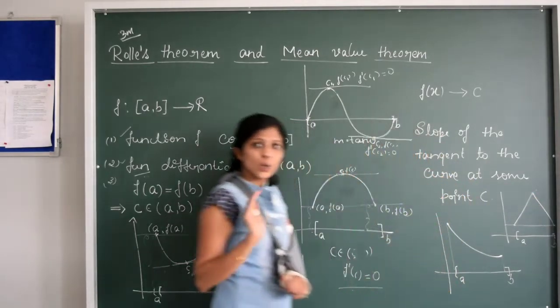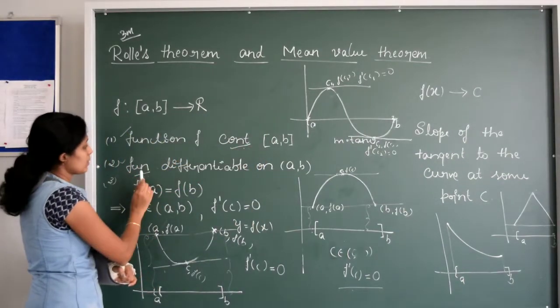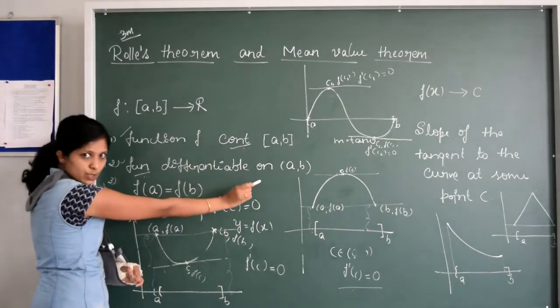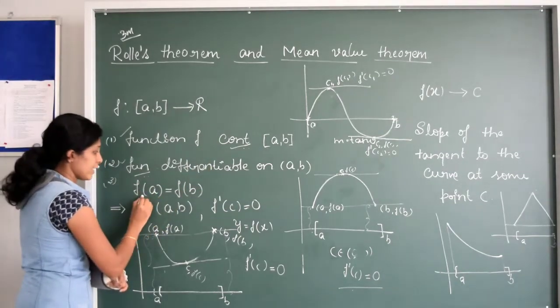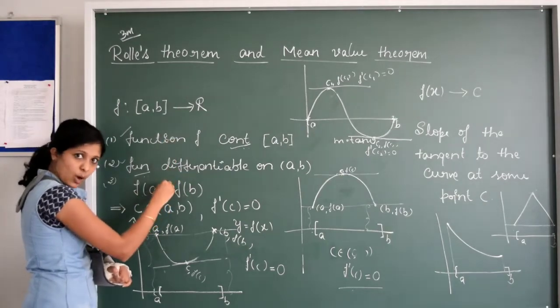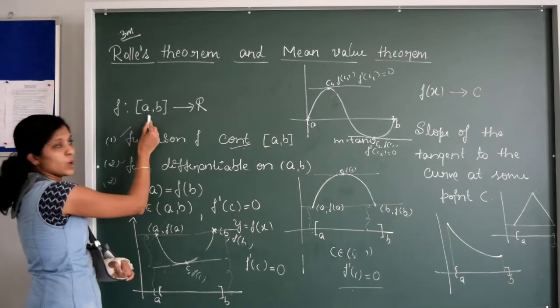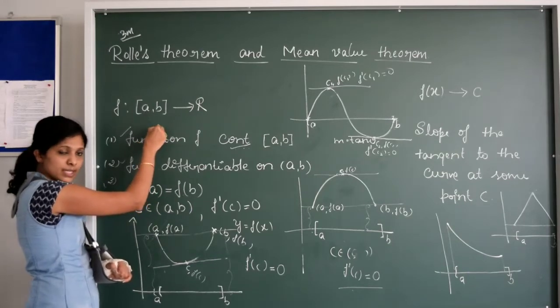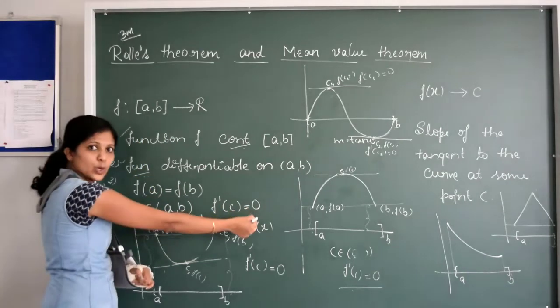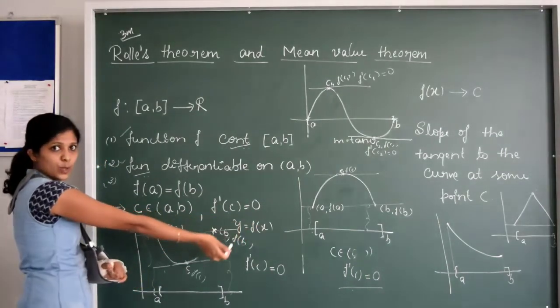Is it clear? To apply Rolle's theorem, first of all the function should be continuous on the closed interval A comma B, it should be differentiable on the open interval A comma B, and f of A should be equal to f of B. If it satisfies all three conditions, then only there exists some point c belonging to the open interval A comma B such that f dash of c will be equal to 0. That is, f dash of c will vanish. Is it clear? I hope you understood this one.